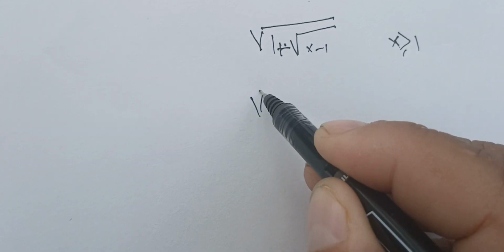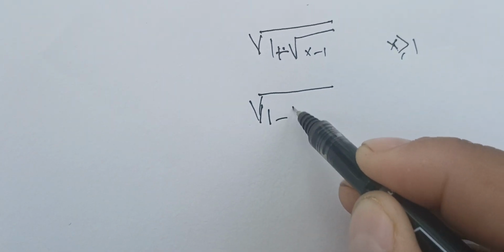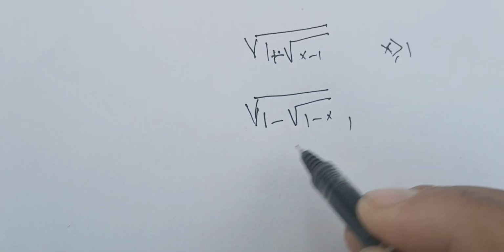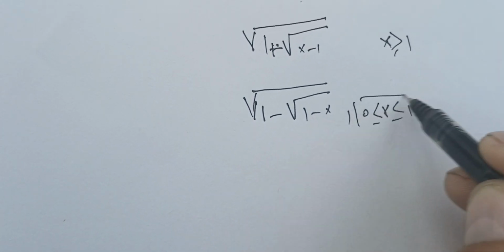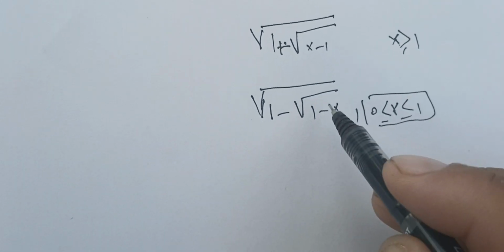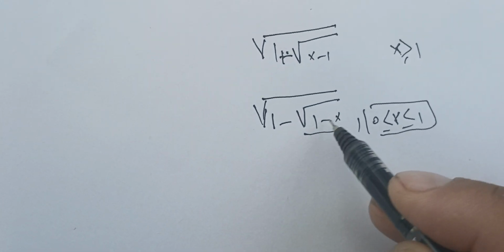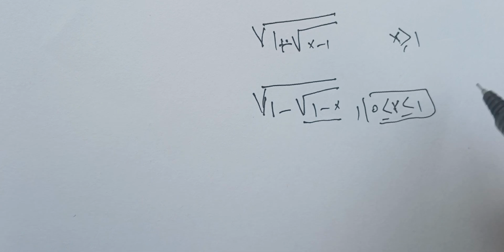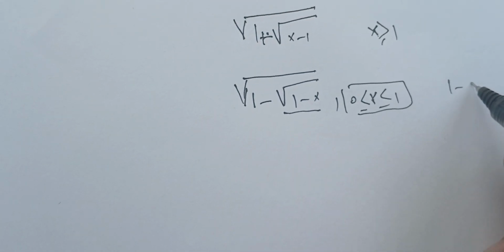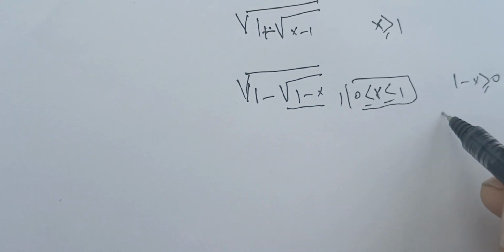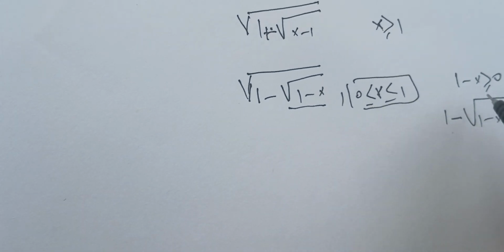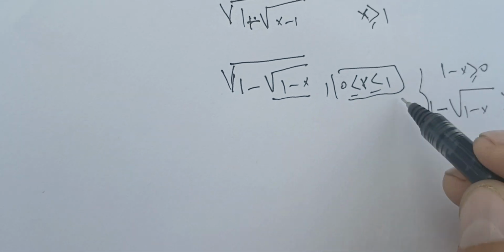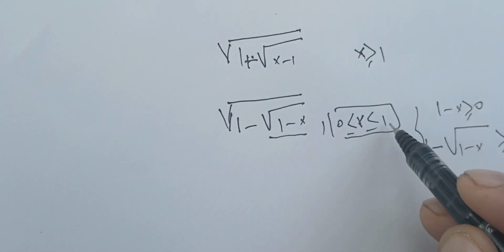This one here, the square root of 1 minus the square root of 1 minus x, is defined when x is between 0 and 1. Here we have two conditions. If we check these two conditions, the first one is that 1 minus x has to be bigger than 0, and 1 minus the square root of 1 minus x has to be bigger than 0. So solving this, we get that x is between 0 and 1.